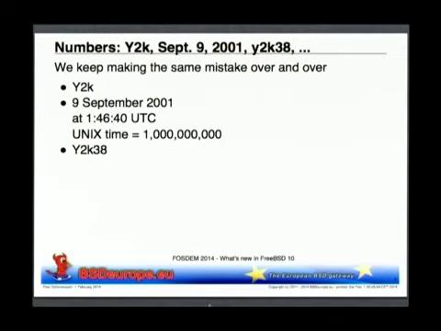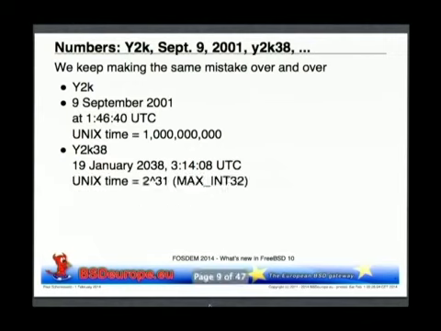Y2K38. Whoa. Hands, please. A few more, of course. On 19th of January 2038, 3:14:08 UTC, the Unix time will wrap around the 32-bit integer in which we store it currently. That's even more scary because if you add 1 second, exactly at this time, it becomes a negative value. Unix time is a signed int.